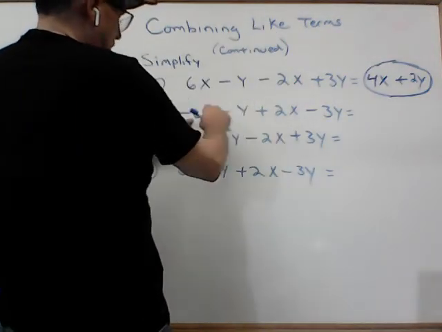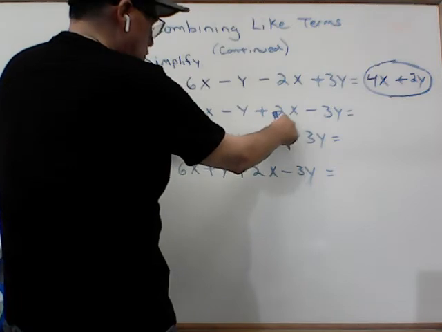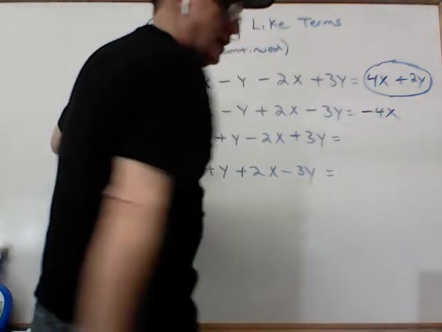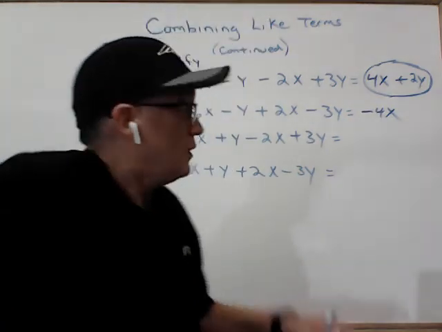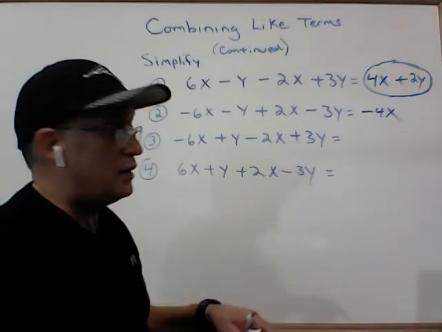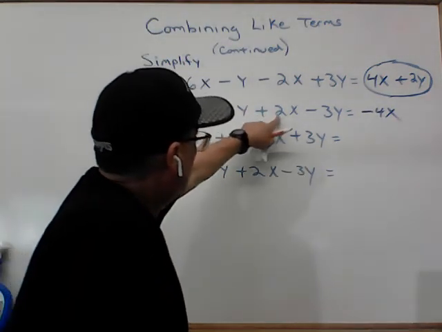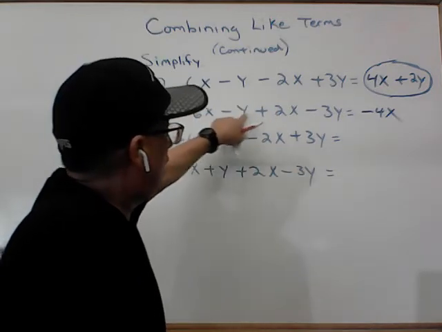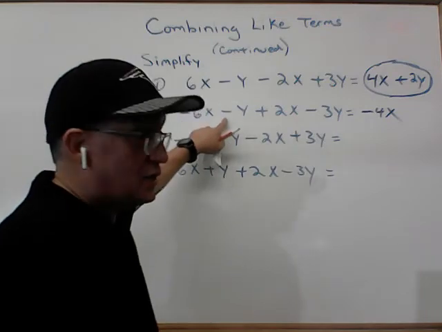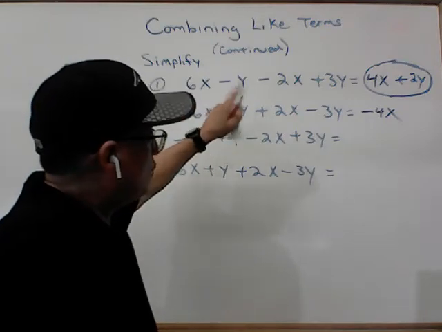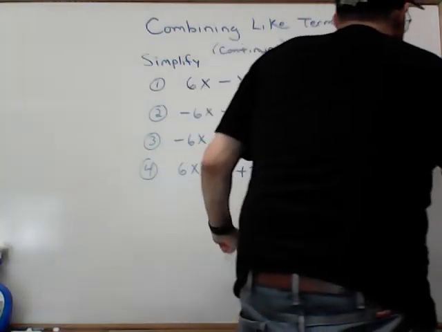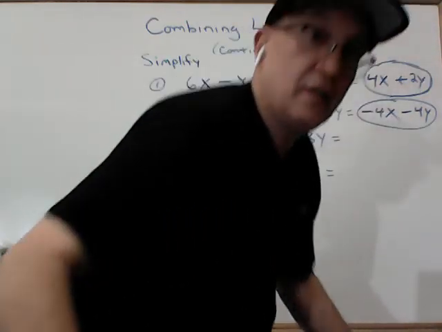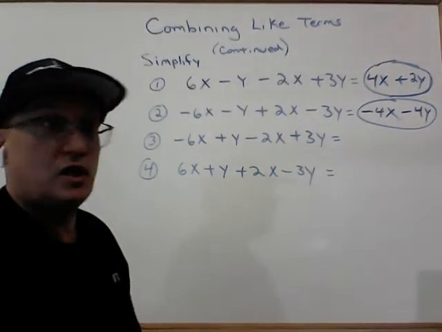Add the x terms. We've got negative 6x plus 2x, negative 4x, right? In the same way that negative 6 plus 2 is negative 4, negative 6x plus 2x is negative 4x. And then we have negative y minus 3y. Remember, this is negative 1y. Negative 1y minus 3y is negative 4y. So there's the simplified version of expression number 2.